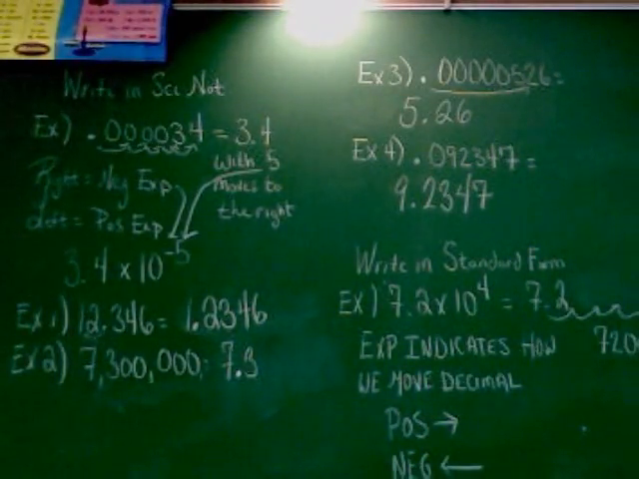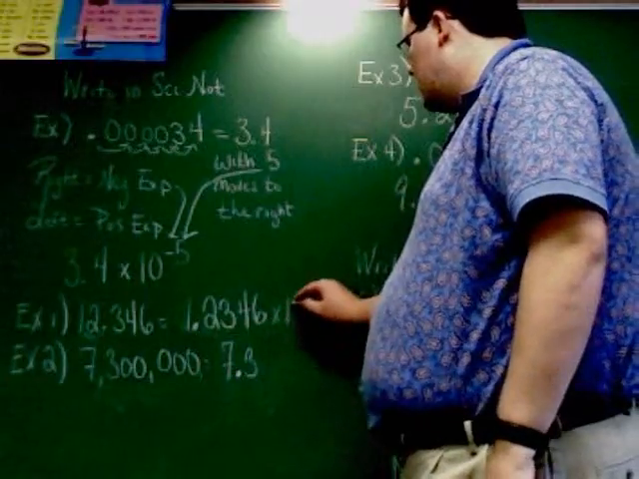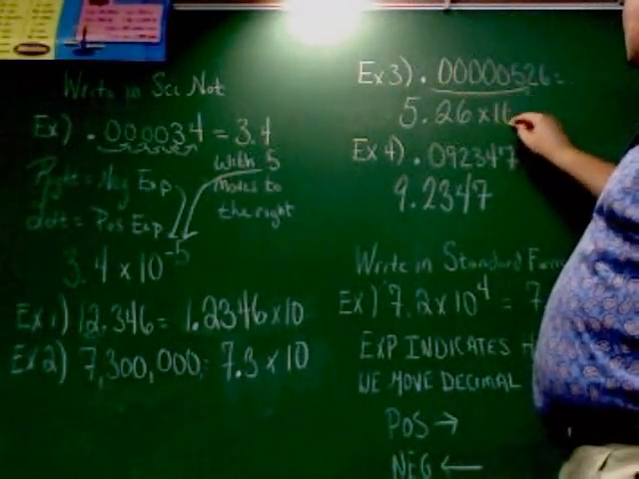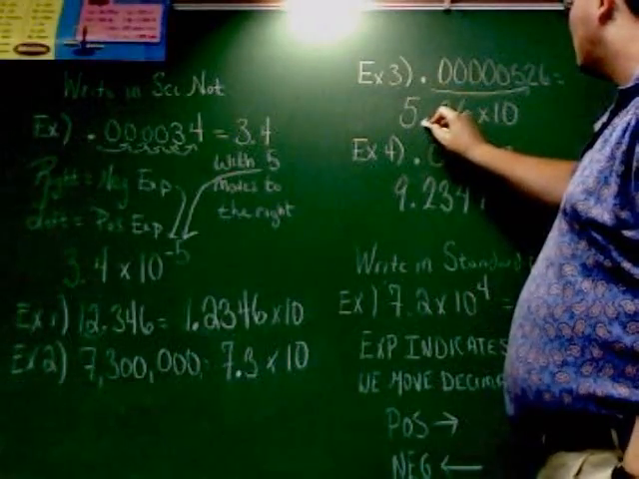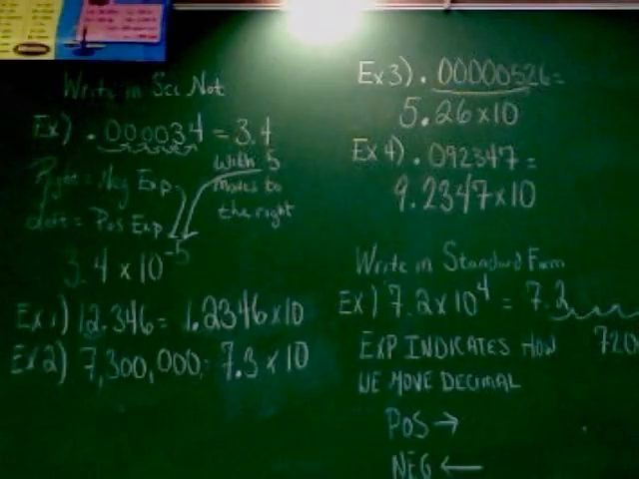Remember then, it's always times 10. So that's the next step. I'm going to go through and put times 10 and everything. That's the easy step. Voila. All right. Then the last step is the exponent.